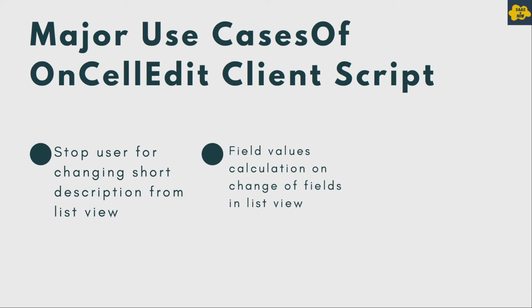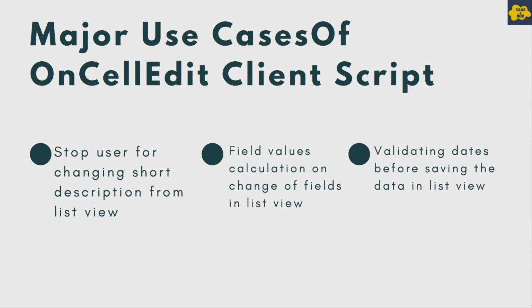Then we have field value calculation on change of fields in list view. If you want to do some calculation when a user is updating some of the fields in list view, you can achieve that with the help of an OnCellEdit client script. And then validating dates before saving the data in the list view. Before the user saves the record while editing in list view, you can use an OnCellEdit client script to validate the dates or any other validations as well.